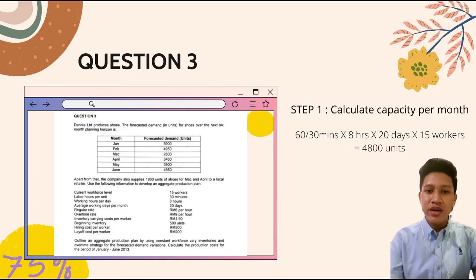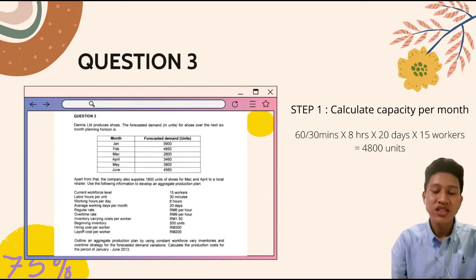The inventory carrying cost per worker is RM1.50, and the beginning inventory is 500 units. Hiring cost per worker is RM300, and layoff cost per worker is RM200. Outline an aggregate production plan by using the constant workforce, vary inventories and overtime strategy for the forecasted demand variation. Calculate the production cost for the period of January until June 2013. Let's move to the calculation.